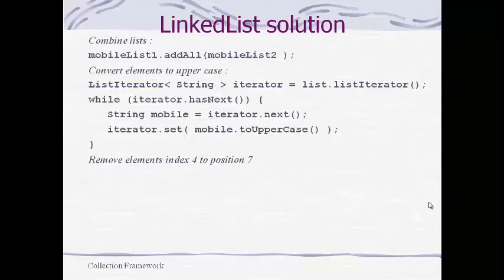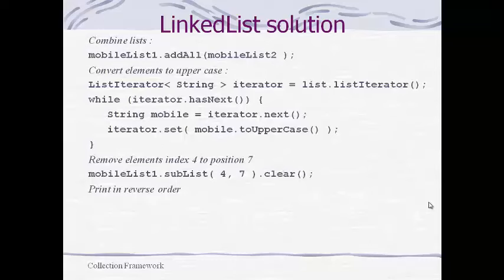To remove elements, say index 4 to position 7, call the method subList(4, 7) and call the clear method, which will remove the elements as required.